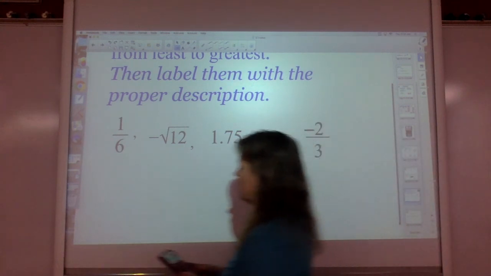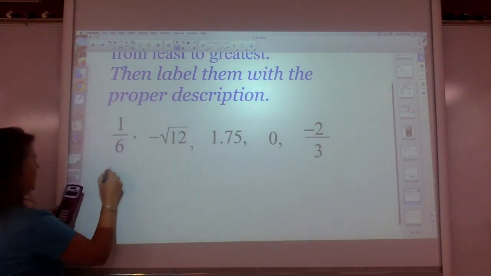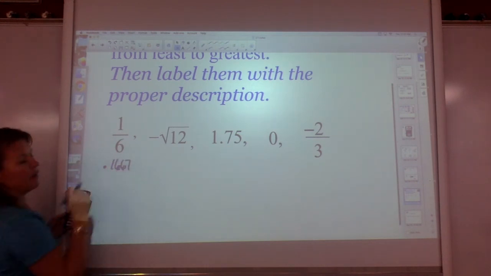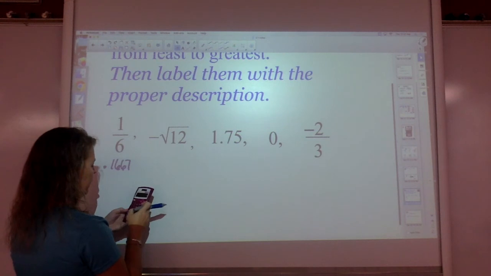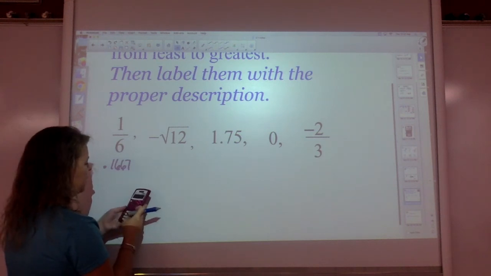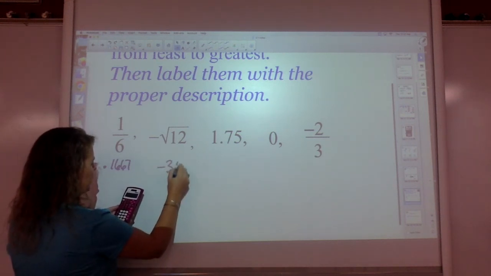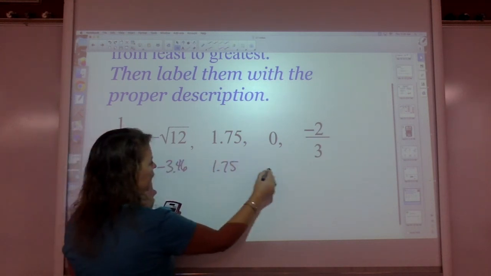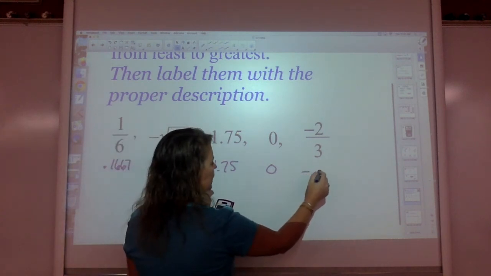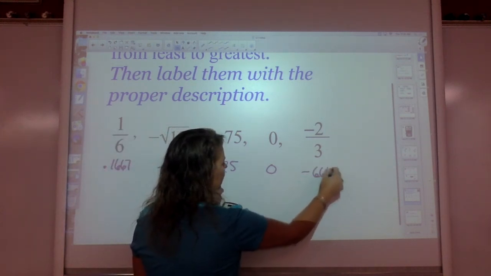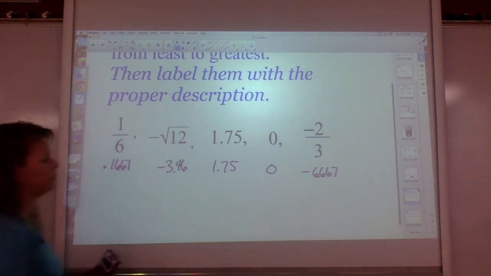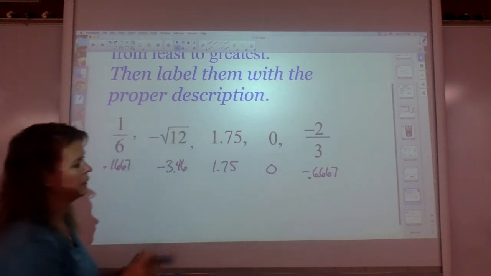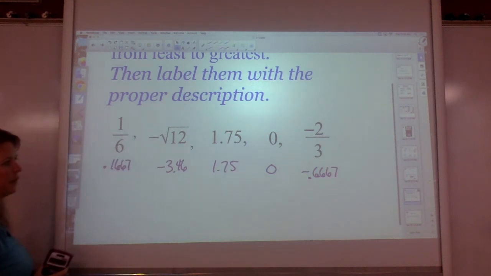So convert 1 over 6 to a decimal. Take 1 divided by 6. It's about 0.166 repeating. I'll put a 7 there. We don't use repeater bars in high school. The square root of 12, but you need it to be negative, is about negative 3.46. We already know this one is 1.75. We know where 0 is, and this is negative 0.6666 again. But instead of a repeater bar, just round it at some point.